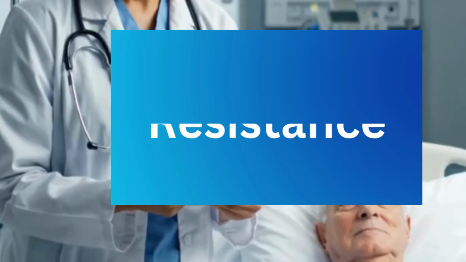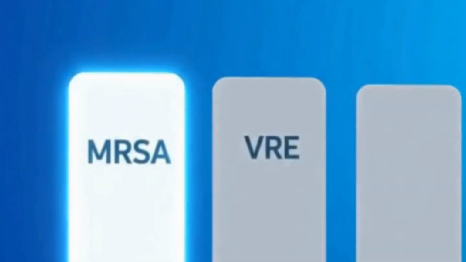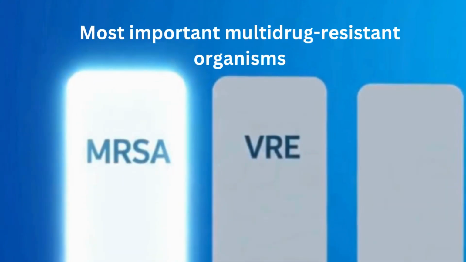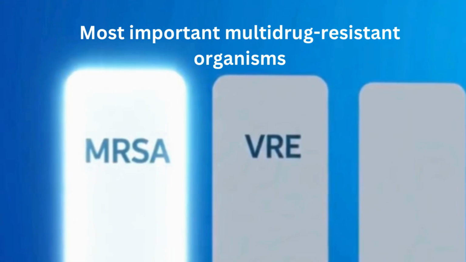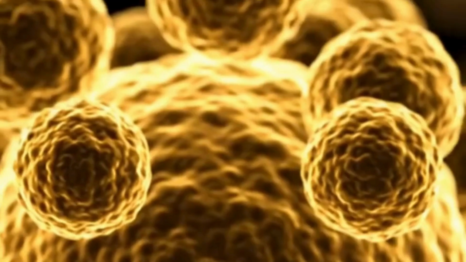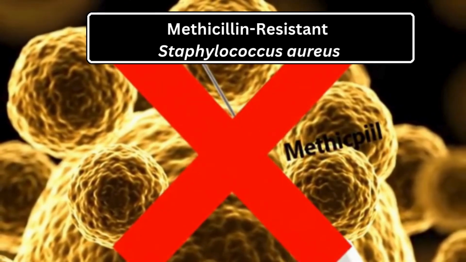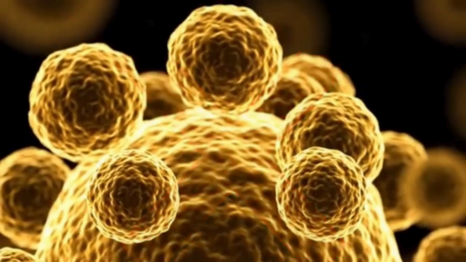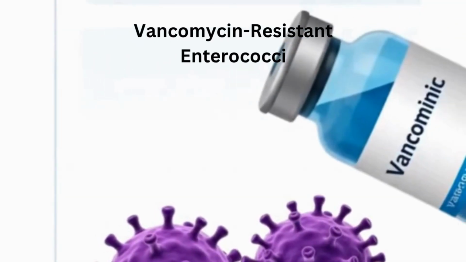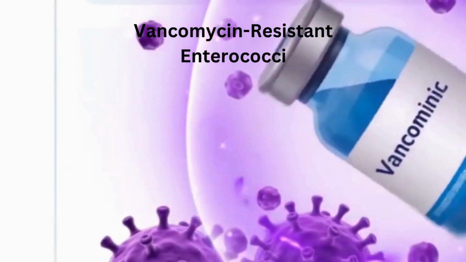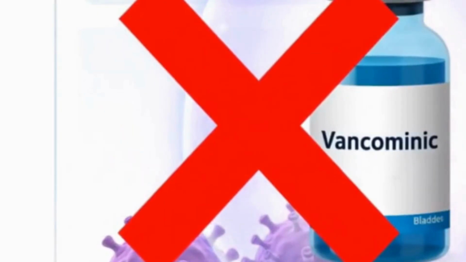Let's take a closer look at the 4 most important multi-drug resistant organisms that every microbiology student and healthcare professional should know. The first is MRSA, or Methicillin-Resistant Staphylococcus aureus. This bacterium has become resistant to methicillin and many other beta-lactam antibiotics. The second is VRE, which stands for Vancomycin-Resistant Enterococci. These bacteria commonly cause urinary tract infections.